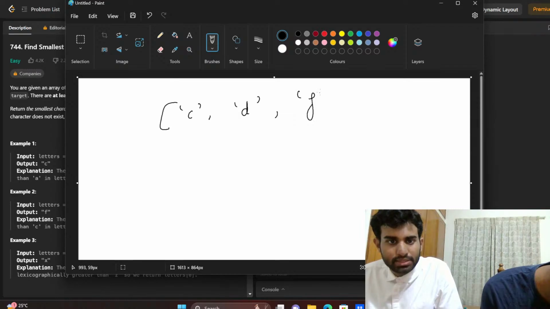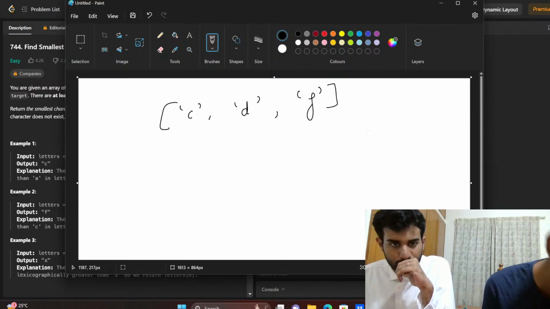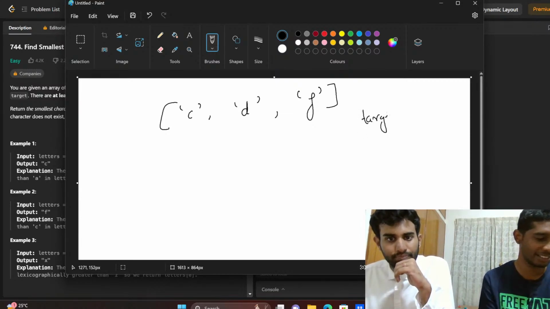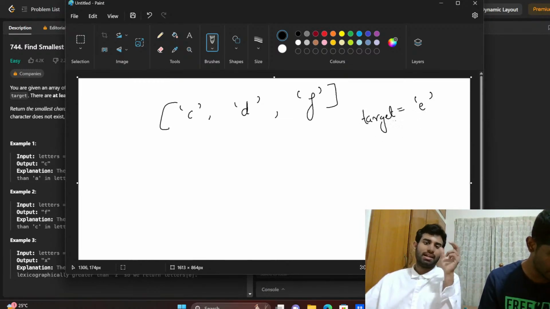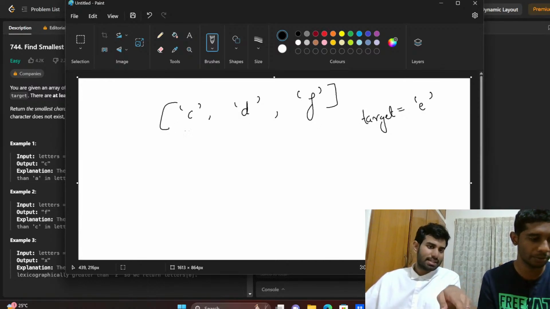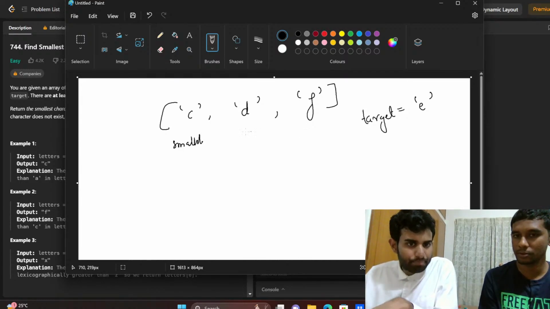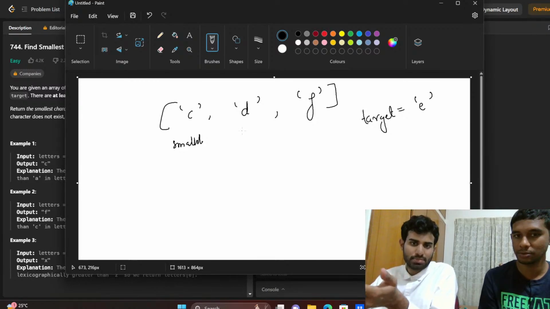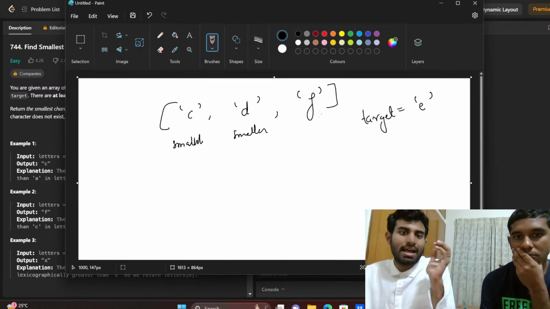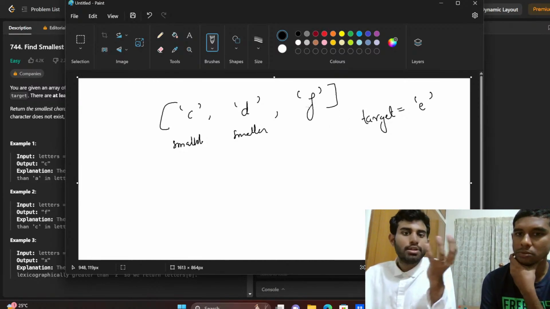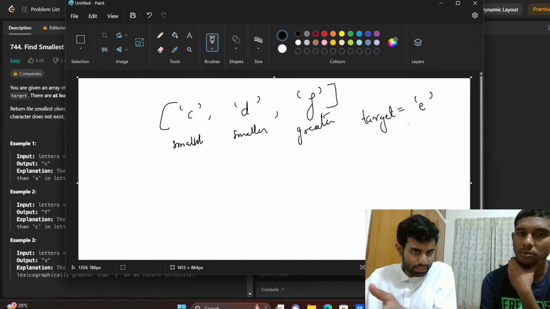Let's say that this is our input array C, D, F, and let's say the target is E. We need to find out the smallest element that is greater than the target. So if you look at it, C is definitely smaller than E. So this isn't even an answer candidate. Is D greater than E? D is also not greater than E in this case because D comes before E. So this is also smaller. And now is F greater than E? F comes after E in the dictionary order. So F is greater. So the smallest character in this array that is greater than the given target E is nothing but F.